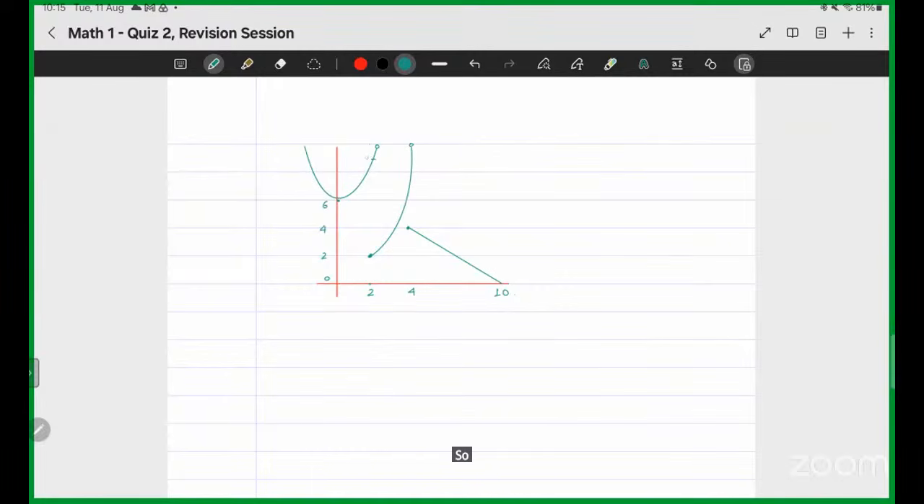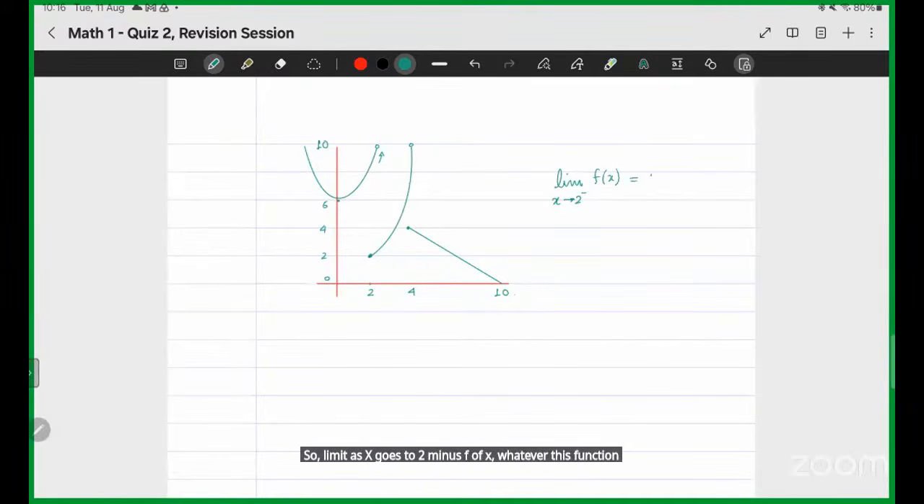So what is the function value tending towards? It is tending towards 10. So the limit as x goes to 2 minus of f of x, whatever this function f is, is 10. Now, if I look at the right-hand limit, I just need to look at the immediate vicinity after 2. What is the function value tending towards? It is tending to 2.